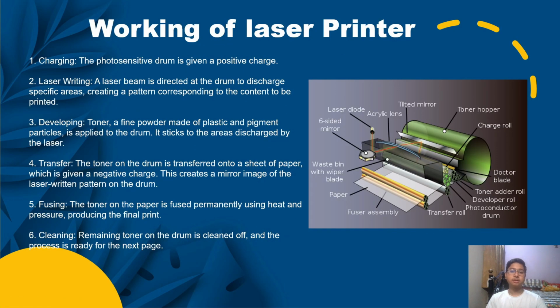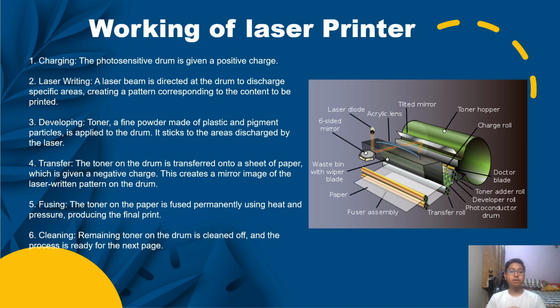Working of laser printer. The first stage is charging. The photosensitive drum is given a positive charge. Then laser writing. A laser beam is directed to the drum to discharge specific areas, creating a pattern corresponding to the content to be printed. Followed by the third step, developing. Toner, a fine powder made of plastic and pigment particles, is applied to the drum. It sticks to the area discharged by the laser.